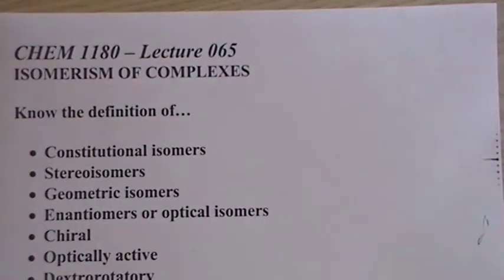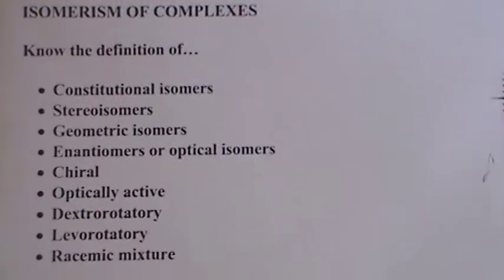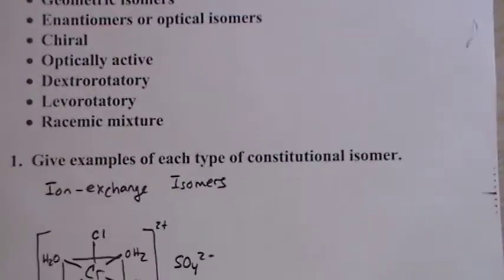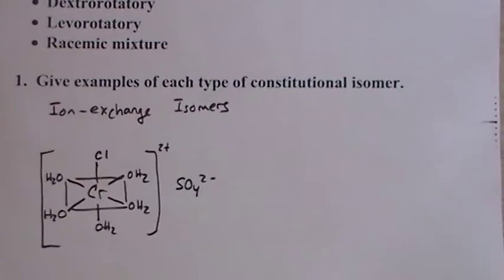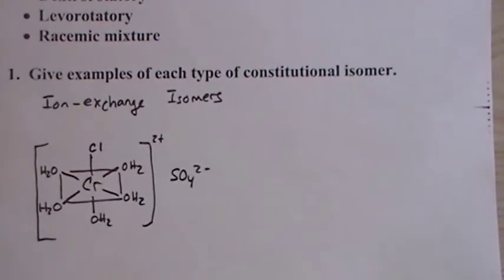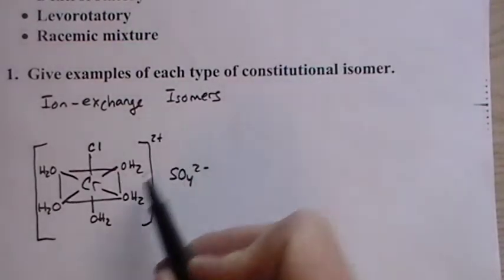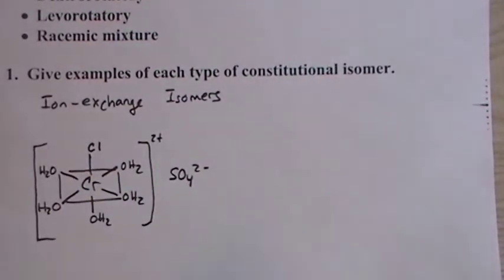Okay, for this lecture we have a lot to cover, so I'm going to move fast. There are different types of constitutional isomers. They're each mentioned in the book somewhere, but they don't delineate them very well in the chapter, so I'm just going to show you each of them. An ion exchange isomer. To be an isomer, you need to have the original, and then something has the same formula, same number of atoms, but the bonding is somehow different. Something happens that makes the structure different.